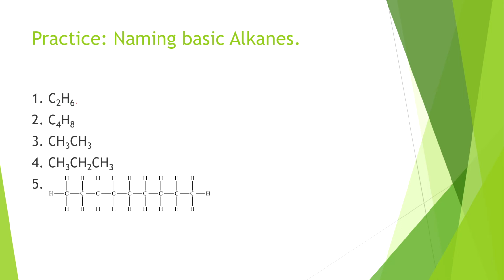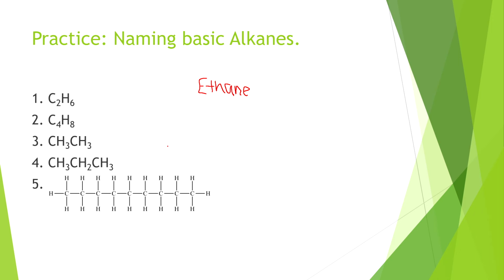So C2H6. What is this? Let's check. We know that C2H6 has 2 carbons, and we know that the straight alkane with 2 carbons is called ethane.